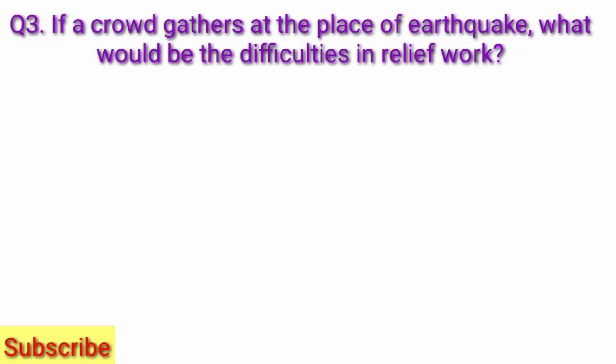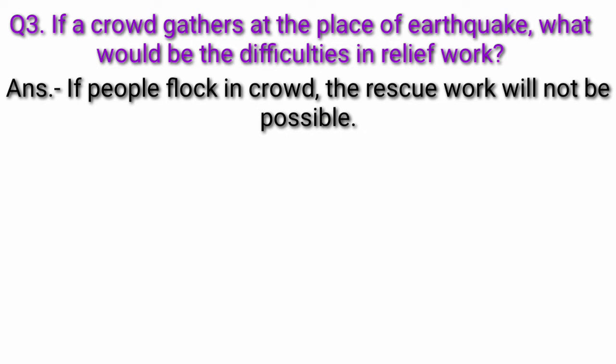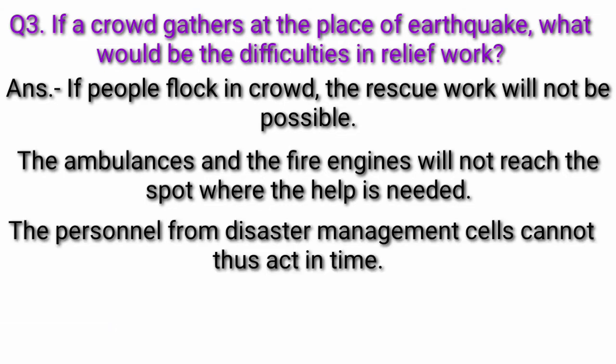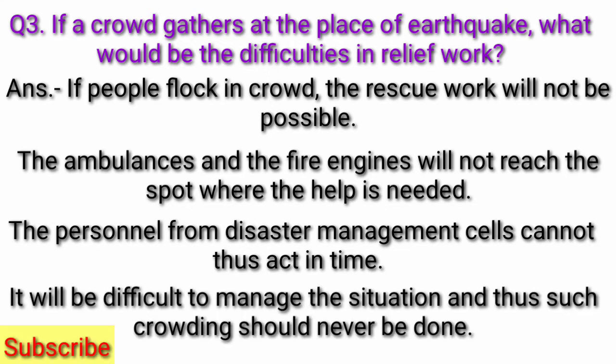Question 3. If a crowd gathers at the place of earthquake, what would be the difficulties in relief work? Answer. If people flock in crowd, the rescue work will not be possible. The ambulances and the fire engines will not reach the spot where the help is needed. The personnel from disaster management cells cannot thus act in time. It will be difficult to manage the situation and thus such crowding should never be done.